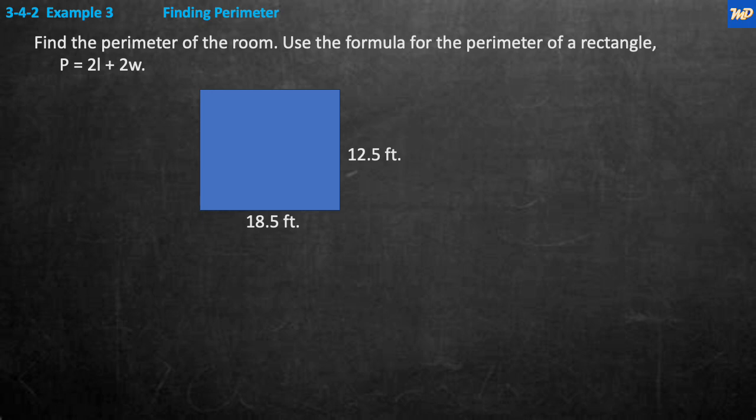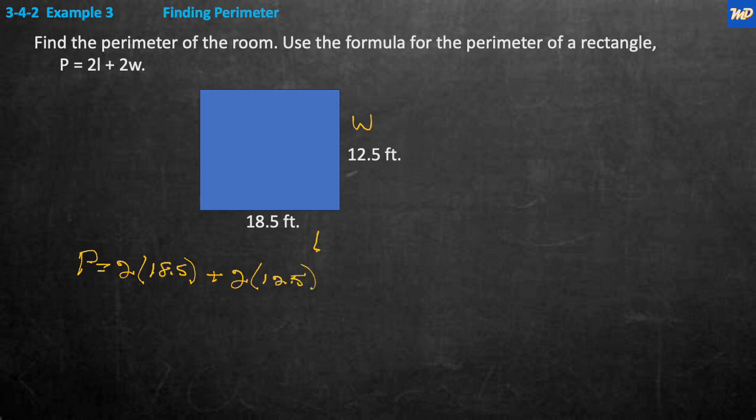So the perimeter, it's not a rectangle. It's actually probably a square, but imagine this is a rectangle. And in doing so, we'll pick one side as being the length, and I'll pick this side as being the length, and this side over here as being the width. Other than that, it doesn't matter. So we're going to say that P is equal to 2 times the length, which is 18.5, plus 2 times the width, which is 12.5.